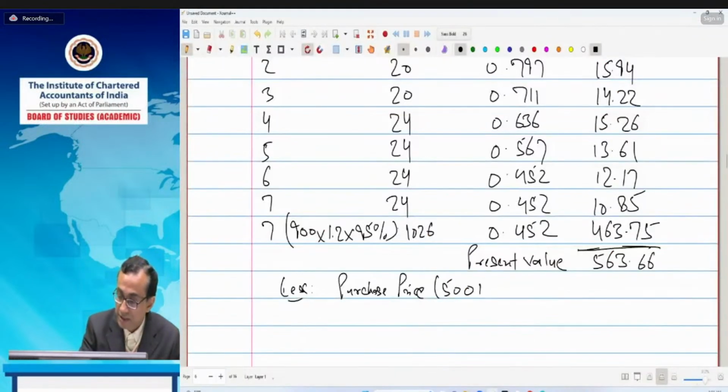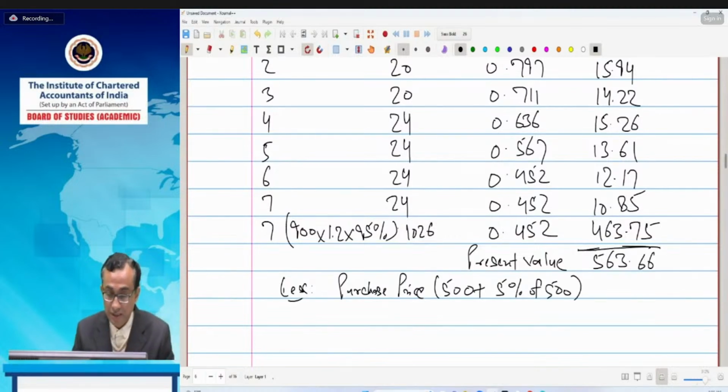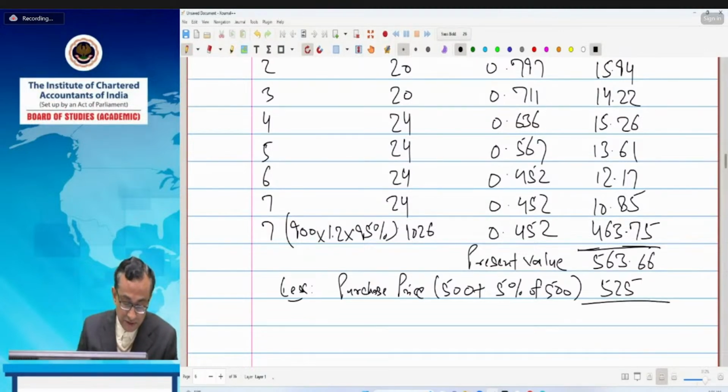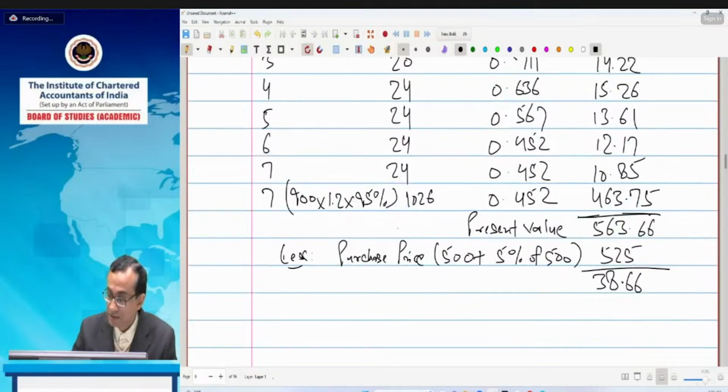So 500 plus 5% of 500, because incidental expenses are also required to be paid at the time of purchase. So it will come to 525. So you deduct 563.66 minus 525, it will come to 38.66. So this is basically the capital gain.